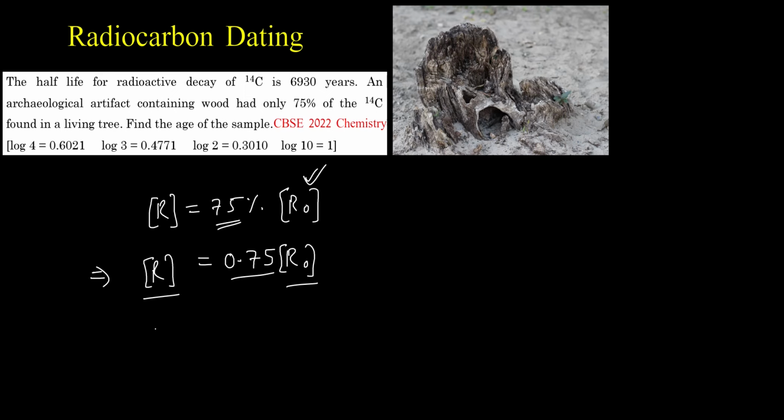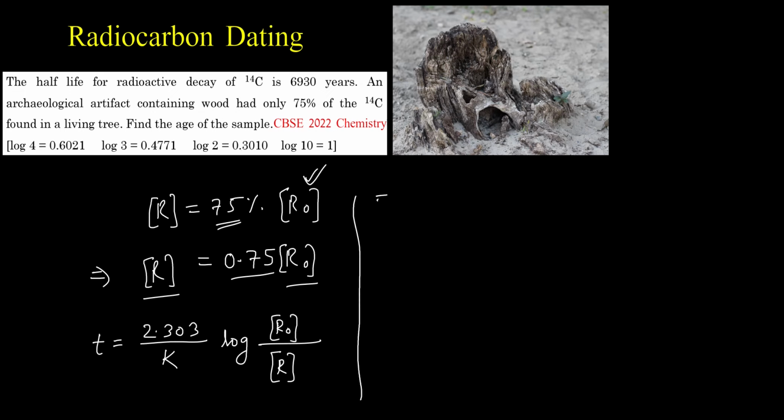This question is based on radioactivity, and radioactivity is a first order nuclear reaction, so we will use the first order rate equation for solving this question. The equation for a first order nuclear reaction or first order chemical reaction is given as: the time t to complete a reaction is 2.303 divided by the decay constant or rate constant k, into log of the initial concentration of the reactant or nuclei present divided by the current concentration or present concentration of the reactant present.